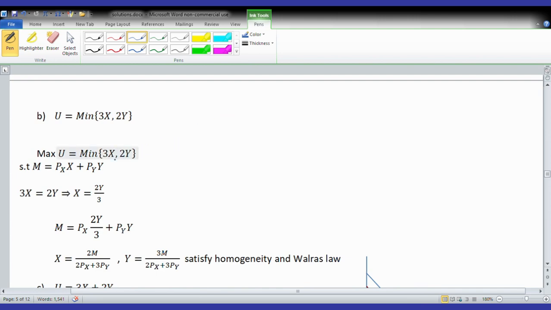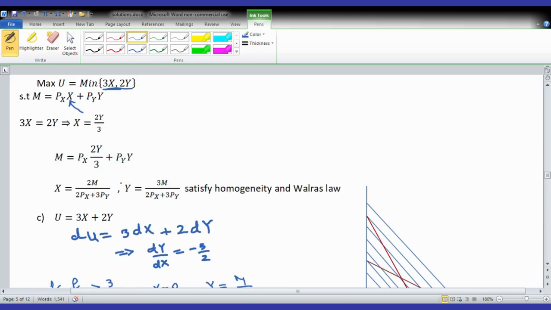First thing you should remember: in order to solve for the Marshallian function, first equate these quantities which are in the parentheses. So 3x equals 2y, and from here you can get x equal to 2y over 3. Once you have obtained this result, you put the value of x in the budget constraint, and when you have done that, you will be able to get the value of x and the value of y. So you do not apply the usual Marshallian derivation here, remember.